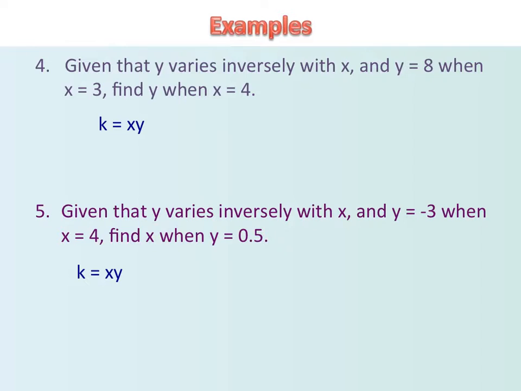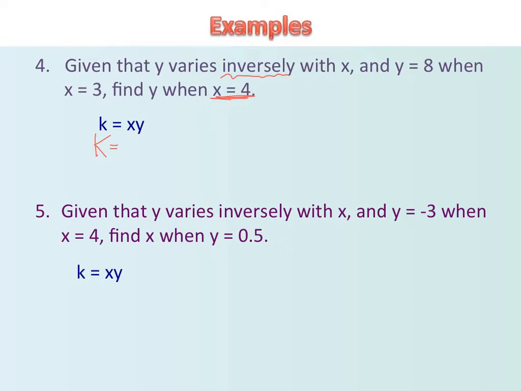So example 4 says given that y varies inversely, so here's another difference with direct. Direct would say it varies directly, inverse would say it varies inversely, with x, and we know that y is 8 when x is 3. We're going to find y when x is 4. So we're going to solve for k first.